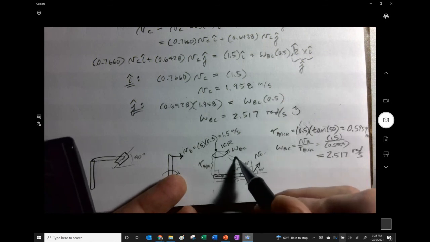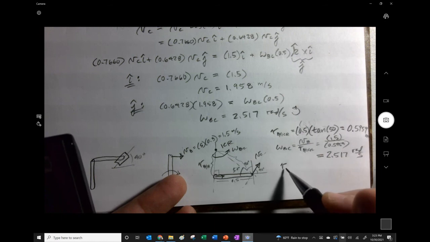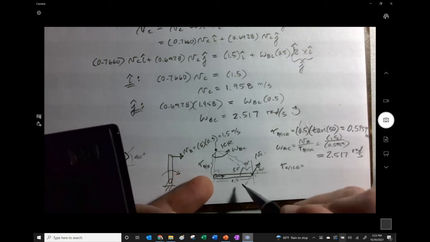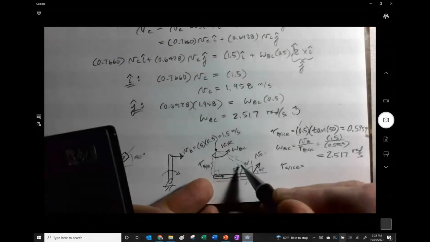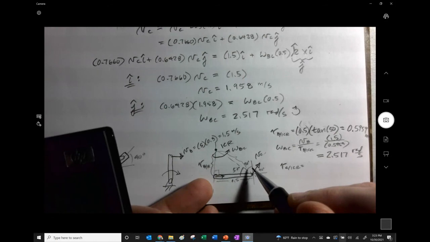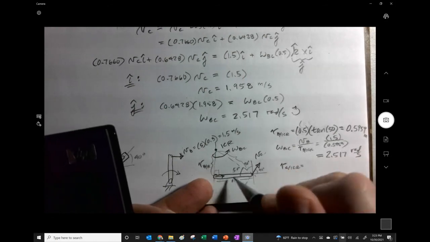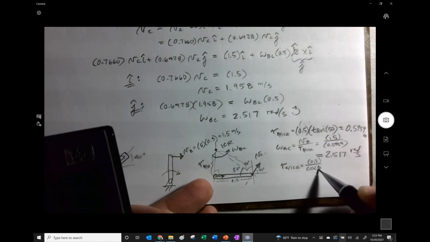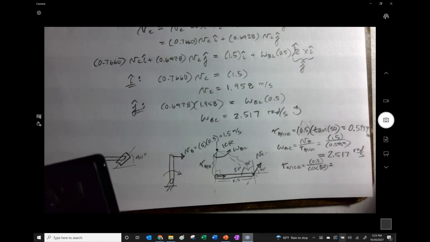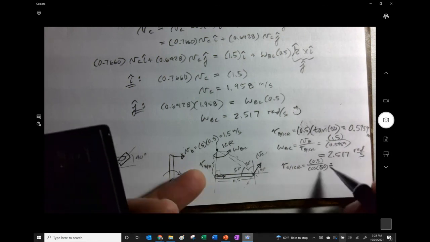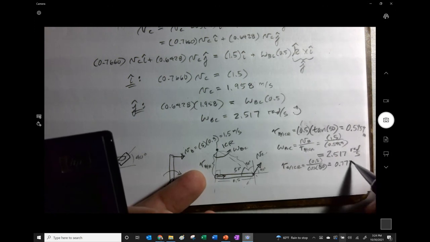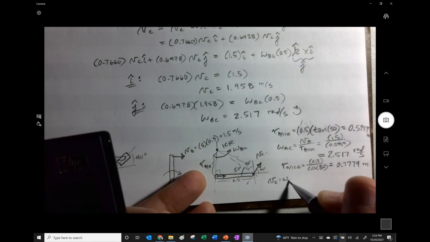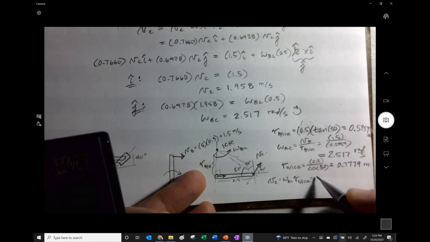And then we also need this guy right here. So he's going to be the R of C with respect to ICR. And so probably the easiest way I could do this is I want the hypotenuse, right? So I could divide by the cosine, because this is the adjacent to 50. So I take 0.5 and divide by the cosine of 50. I get 0.7779 meters.